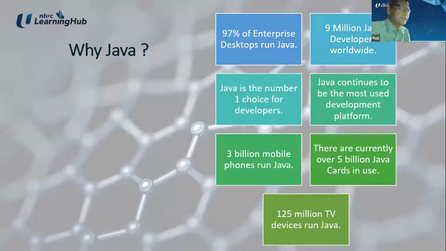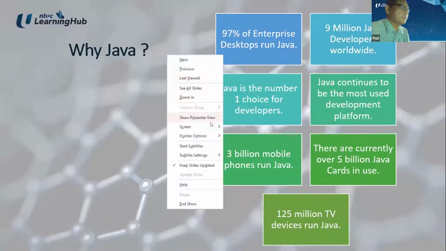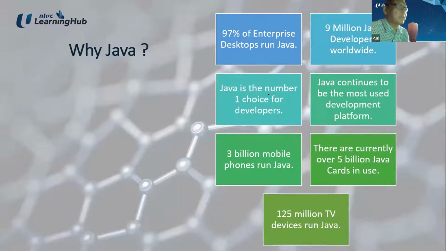Besides that, Java has remained the number 1 choice for developers. More than 97% of enterprises actually run on Java enterprise solutions. So a lot of Fortune 500 companies, you can see later on, run their platforms on Java.